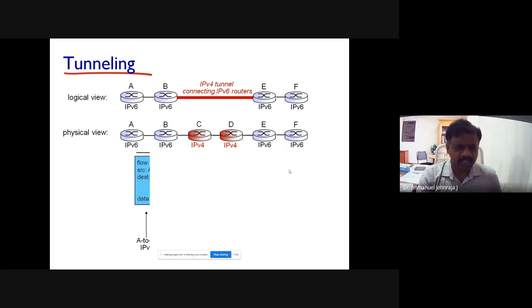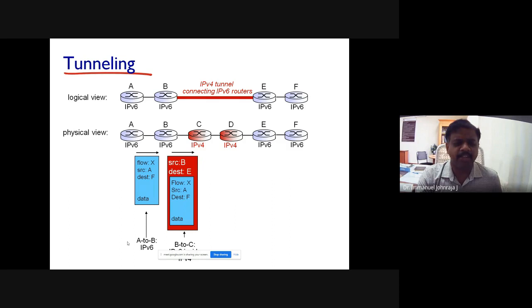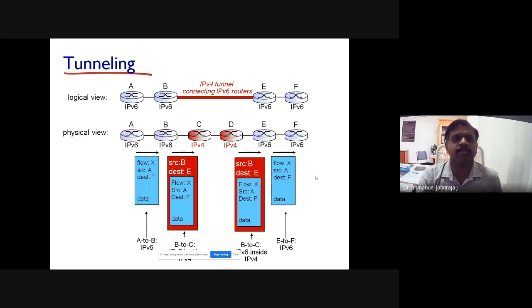All right. The same thing is shown here. You have A to B, it comes as IPv6. From B to C, it becomes the payload of IPv4, and then it goes here. From here, it will get down and it will start working. This is what exactly happens in tunneling.